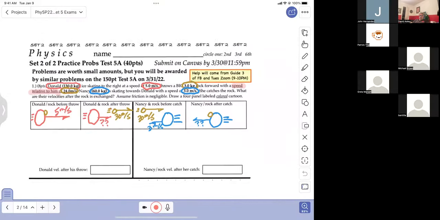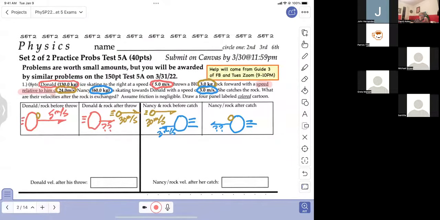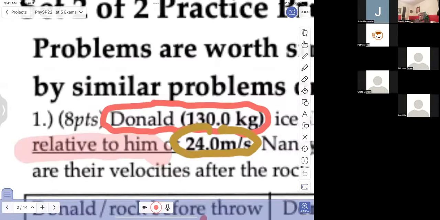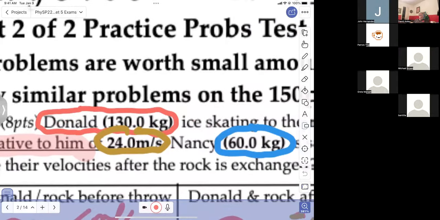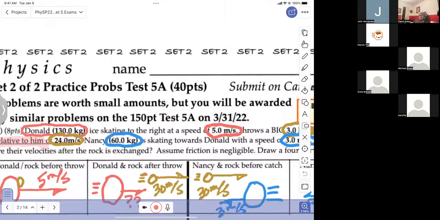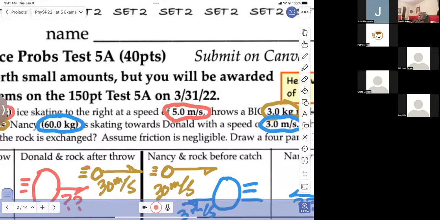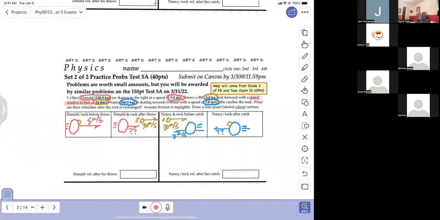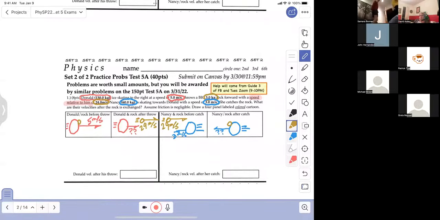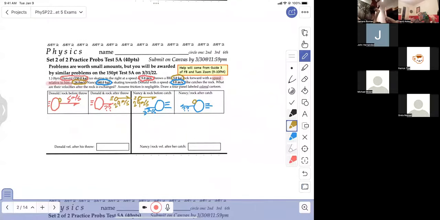Okay, so here's my second step. Now I go in and I put in the numbers, all right? But notice that relative to him, the speed of the rock is 24 meters a second, but he was moving at 5 meters a second. So I fixed that. Hold on. This is fixed in the equations, but that should be 29. I changed that number, 29. So 24 plus 5. So 29 meters a second is how fast that rock's going relative to the ground.